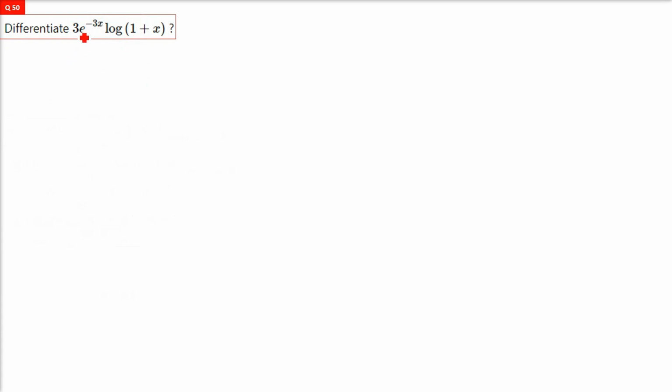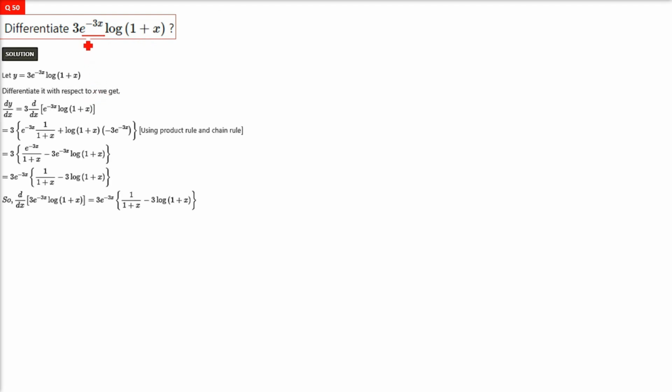Now 3 e to the power minus 3x log 1 plus x. So there are two terms here. Constant we don't count because we don't differentiate it. And e to the power minus 3x log 1 plus x. Again, it is a very straightforward question. If you just want to do it, you can just have a look and go forward. But those who want to see, they can see what I am doing.